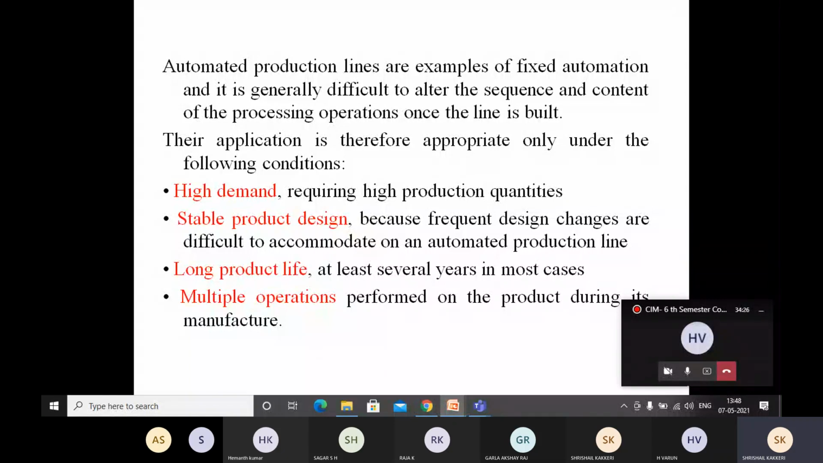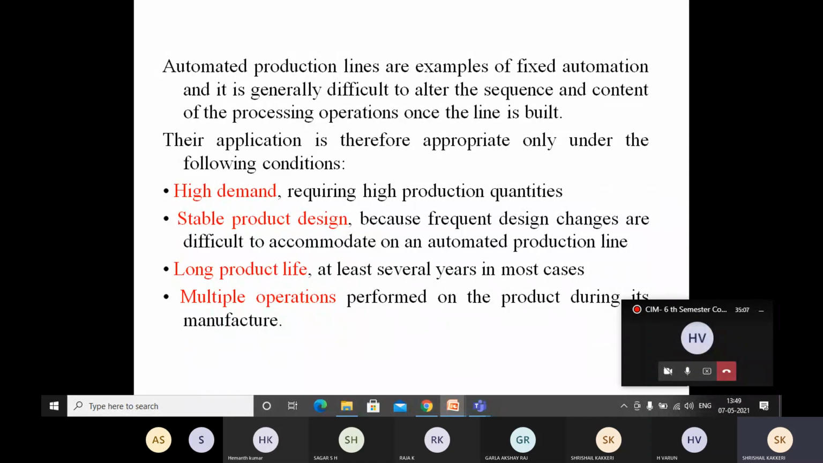Their applications provide many demands, like high demand. Wherever we require a high production quantity, the quantity of production will be very high, and throughout the service of its life, a particular industry will be making the same quality and same type of product. Whenever high demand is required, that time we are going to use automated production lines. In other words, these are fixed automation systems, and they are suitable for a stable product design. They are not going to make frequent changes to the product.